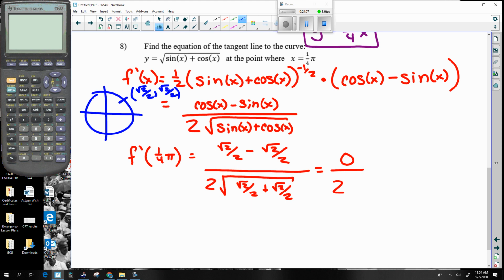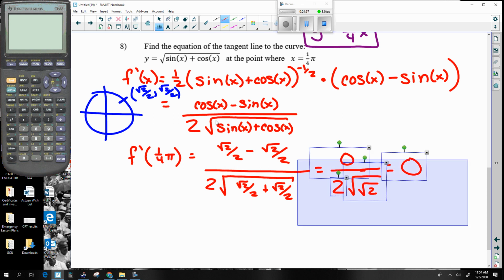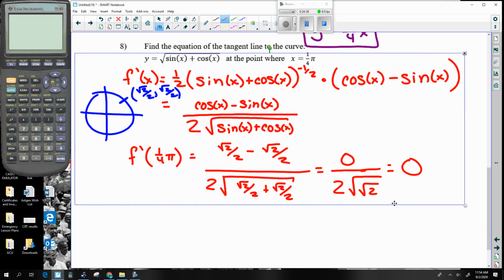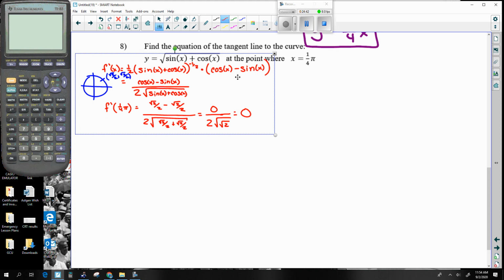So this is going to be 0, obviously, on the numerator, and the denominator is going to be 2. Think of this like a 1/2 plus a 1/2. A half plus a half is a whole, so the whole is going to be a square root of 2. I'll talk about that here in just a sec. But ultimately, this is equal to 0. So the slope of my tangent is equal to 0. We're not done with the question, but that was a major chunk.